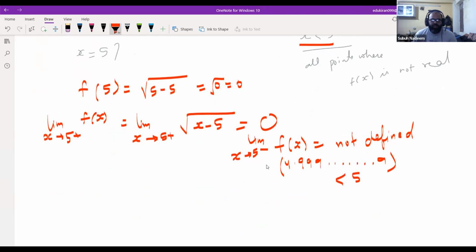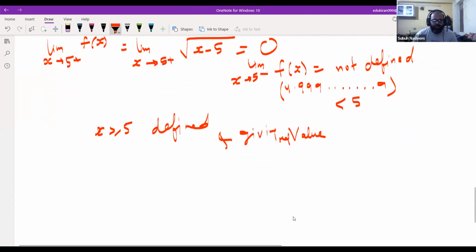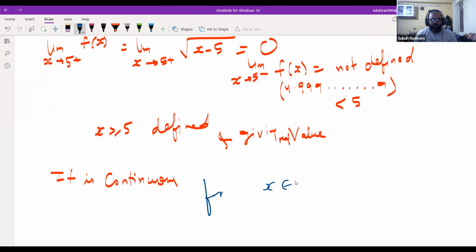So since here the function is not defined for x less than 5, but for x greater than or equal to 5 it is defined and giving you real values, we will say that it is continuous for x belonging to 5 to infinity, that is x greater than or equal to 5. For x less than 5, it is not continuous. We'll simply say like this.